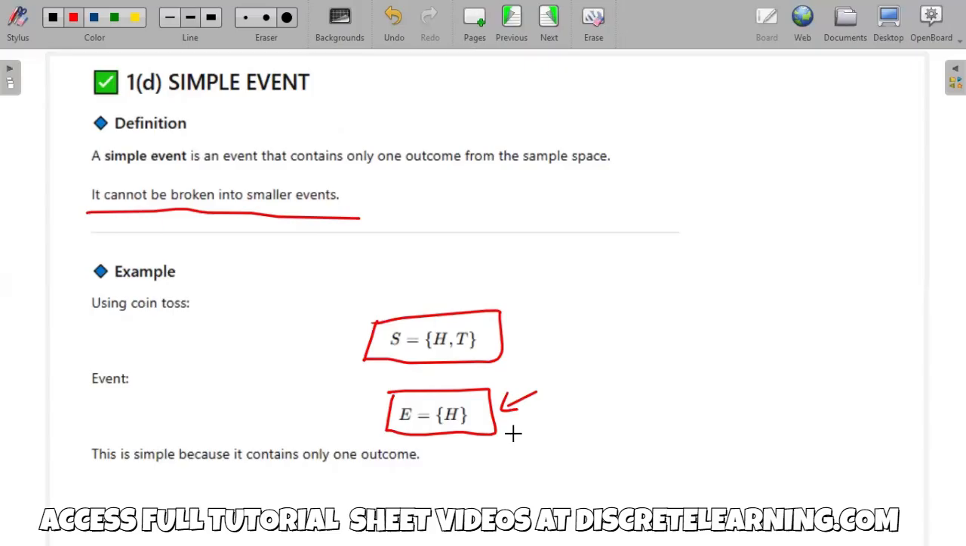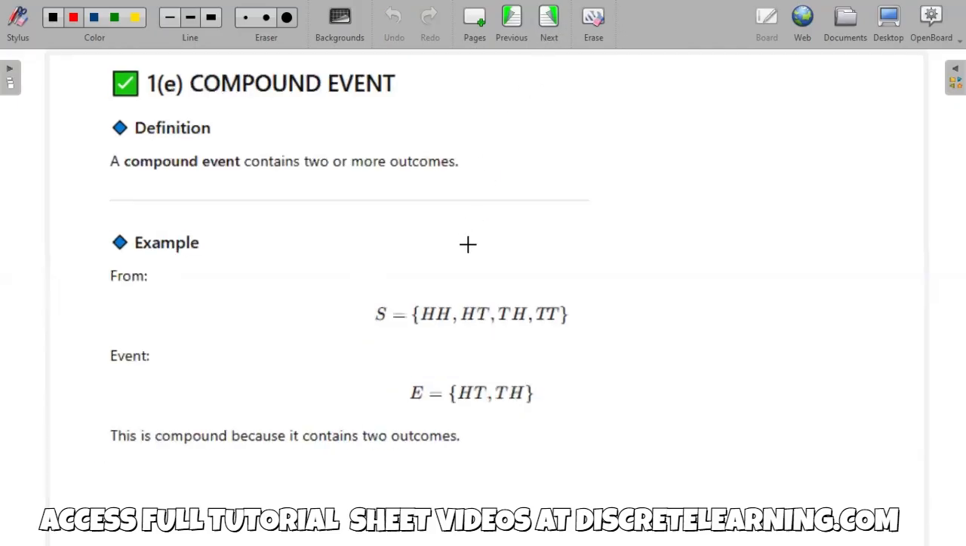So a simple event is an event that contains only one outcome from the what? From the sample space. And then from there, we have to talk about the opposite, or the complement of the simple event. So that is what we call the compound event. A compound event is just an event that contains two or more outcomes. So if a simple contains one, then a compound should contain two or more outcomes.